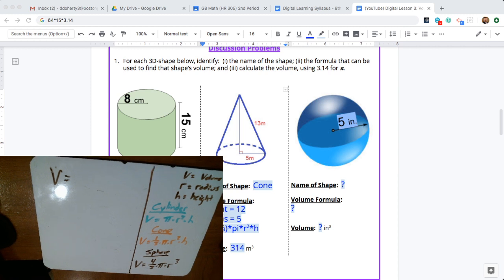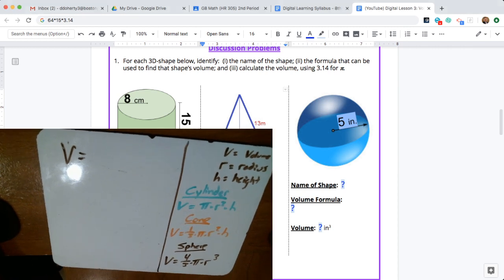Hopefully by this point you've identified the name of this last shape, anything that looks like a ball, whether it's a basketball, a soccer ball, a volleyball, or whether it looks like a globe like the Earth, which is pretty close to a perfect sphere.